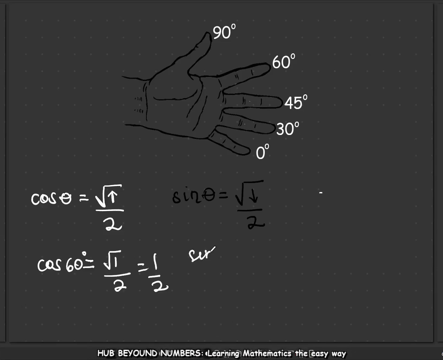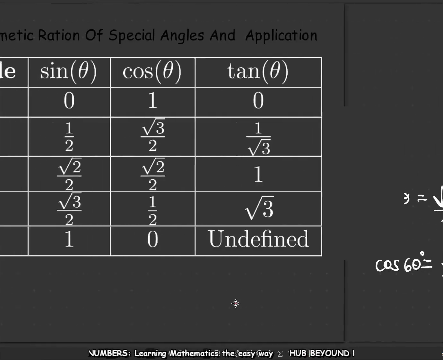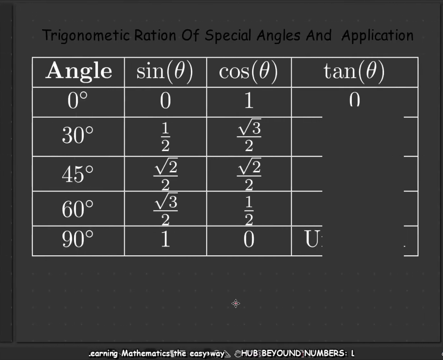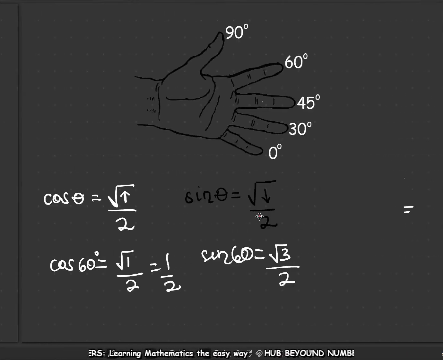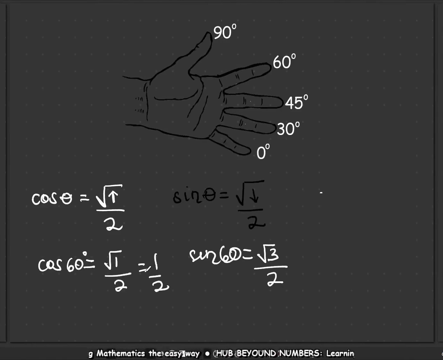Then what of the sine of 60 degrees? The same thing. We look at the number of fingers below the finger we have labeled as what? 60 degrees. And we have 1, 2, 3. So the square root of 3 all over 2. Right? And if you look at our table over here, sine 60 is the square root of 3 over 2. And then the cos of 60 is what? 1 over 2. Just as we have done with these fingers over here, right?